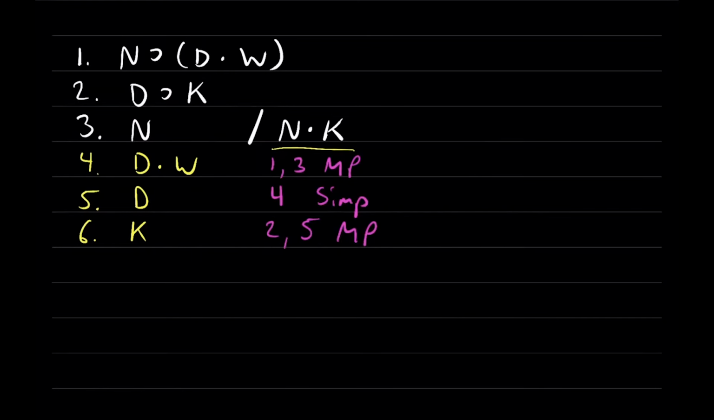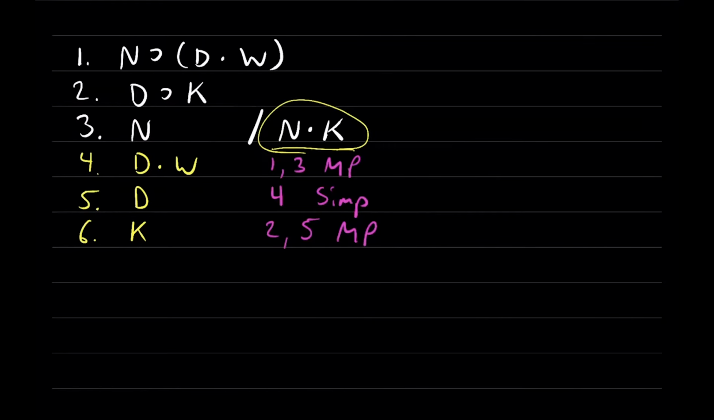Whenever you're doing a proof, you constantly want to be looking at the conclusion, because the conclusion is going to guide you towards reaching your goal, which is to get the conclusion on its own line. So in order to get the conclusion, we need to know that N is true and K is true. That's what the conclusion says, N and K. Well, we have those on their own line. We have N on line 3 now, and we have K on line 6. All we need to do is conjoin them together.